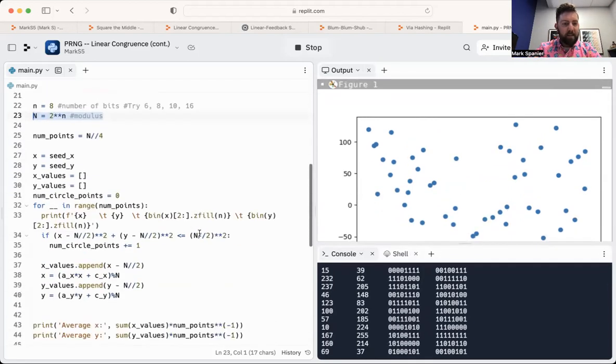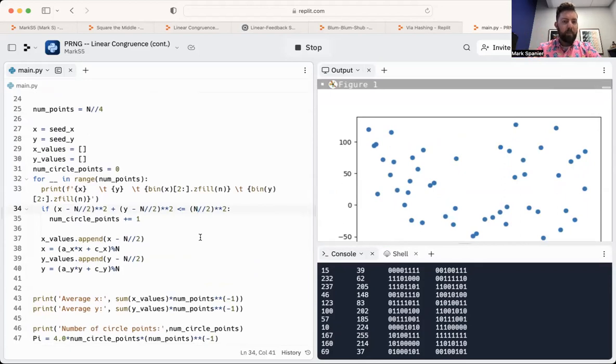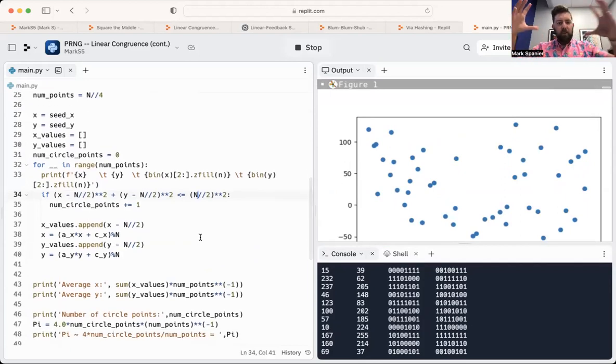So then this little test: when we're generating those numbers, we're going to ask, do those points live in the circle or do they not live in the circle? Here we're going to use our old school equation for a circle, x squared plus y squared equals some r squared. So I'm going to ask, is x squared plus y squared less than or equal to my r squared?